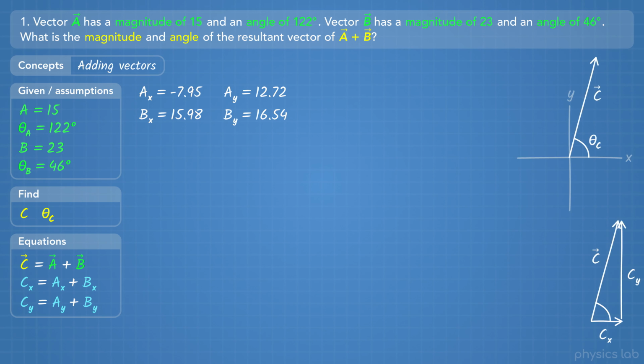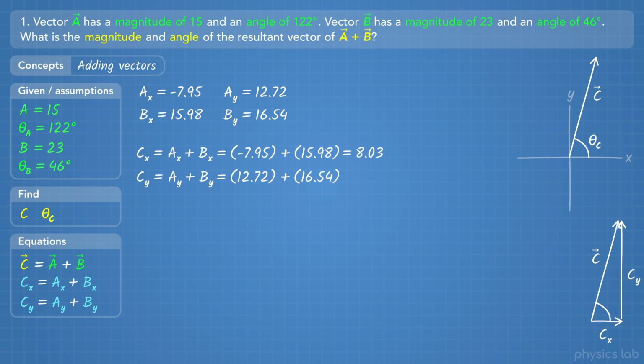Now we can add the x components and the y components to find the components of vector C. Cx equals Ax plus Bx, which is negative 7.95 plus 15.98, which gives us 8.03. Notice that we're always adding the two components, but we can plug in negative values. Next, Cy equals Ay plus By, which is 12.72 plus 16.54, which gives us 29.26.